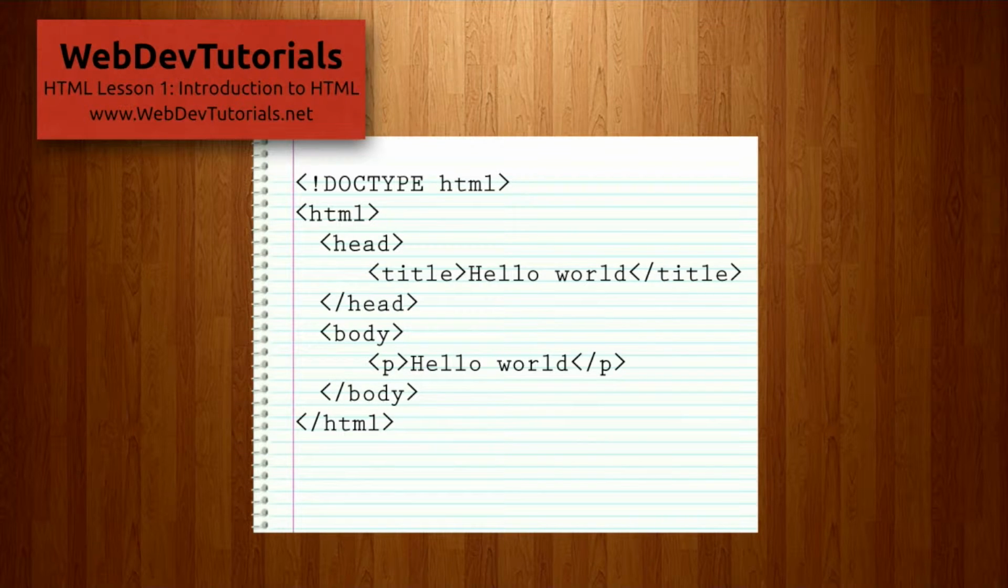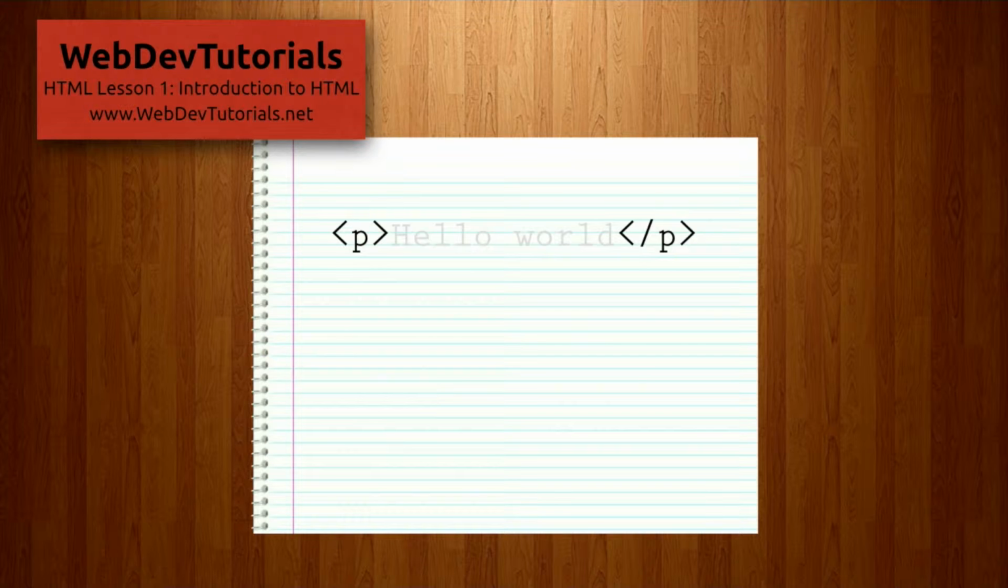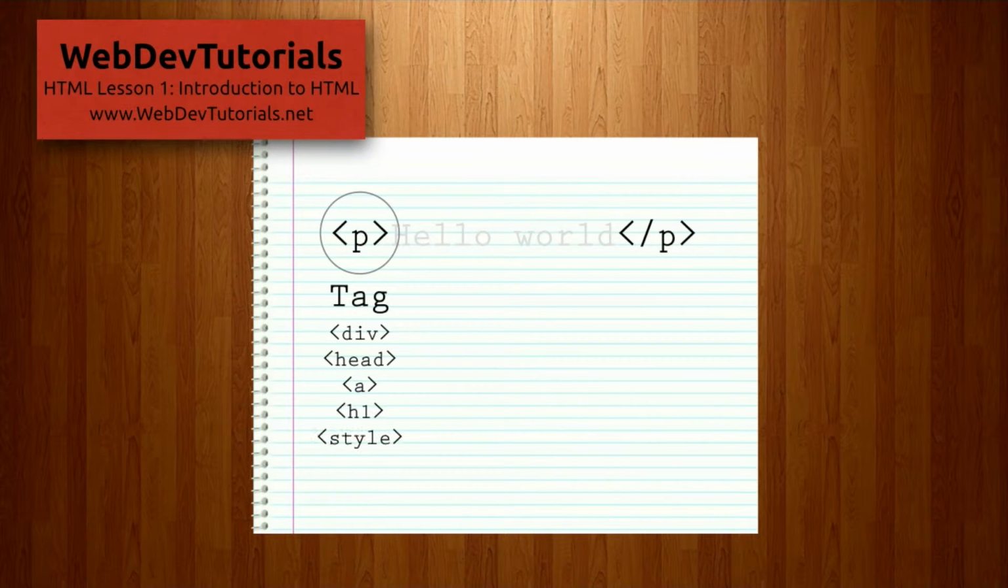Let's zoom in on a line. This is the line that prints the words Hello World to the screen. You may notice that Hello World is surrounded with the letter P and caret symbols. We call this a tag. In HTML, everything is surrounded in tags because tags tell the computer how to display words and images. For example, the P tag will put the text inside it into a paragraph, while surrounding text in an H1 tag will format the text as a header.